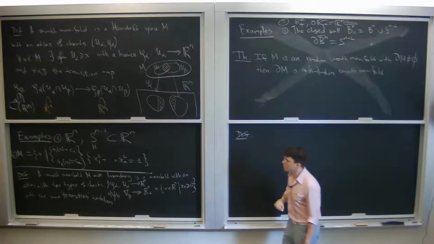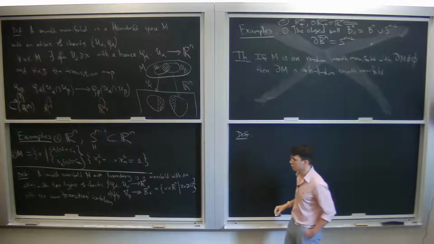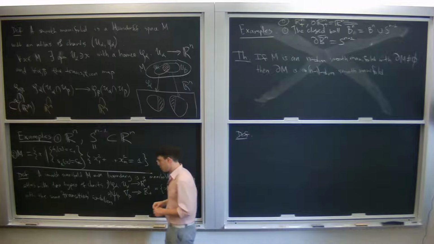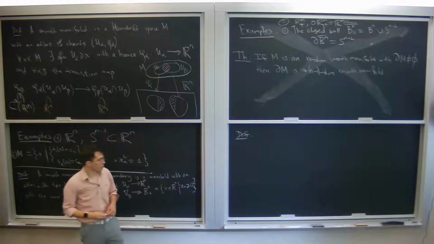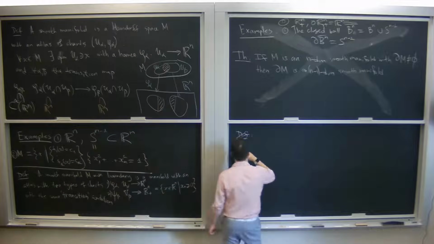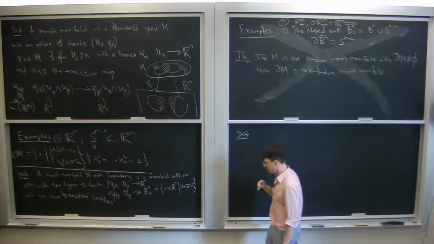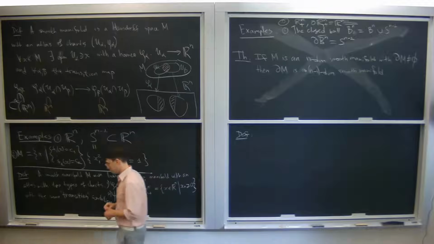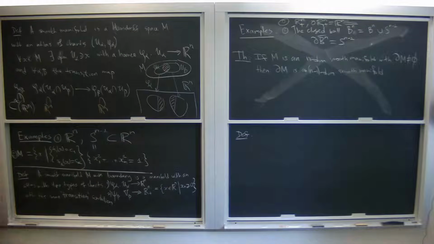Okay, so now let X and Y be just topological spaces. Let me think about how much generality I want. I have some plan. Okay, I think this is fine.